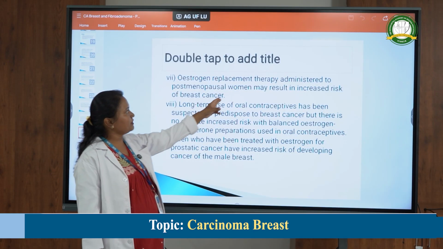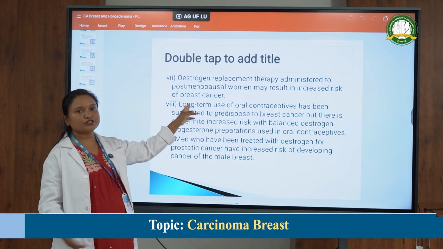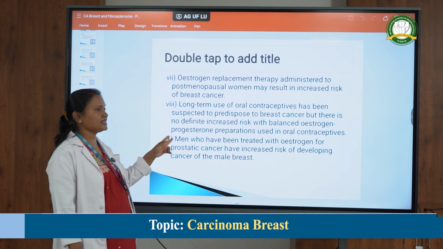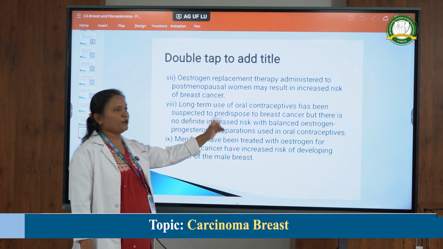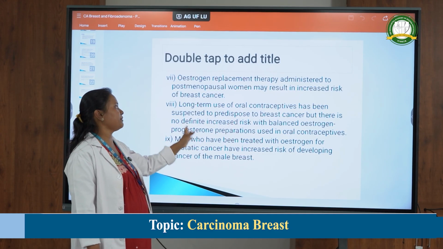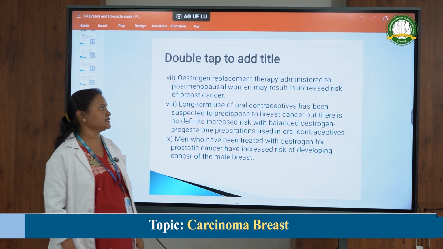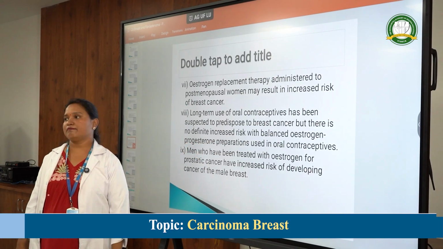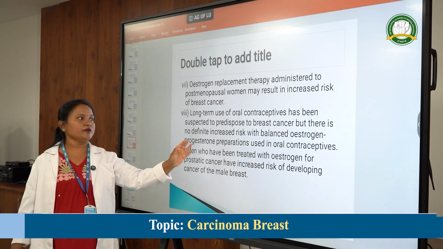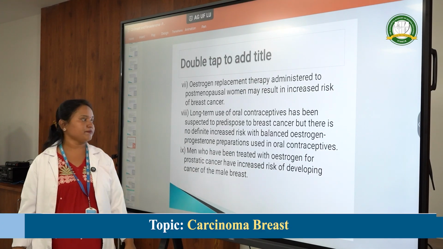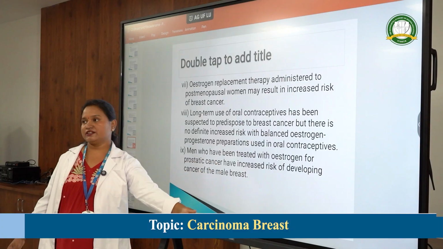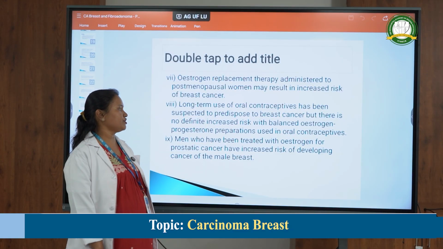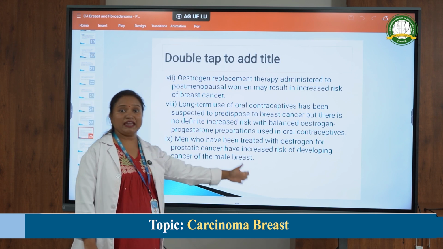Estrogen replacement therapy administered to postmenopausal women may result in an increased risk of breast cancer. Long-term use of oral contraceptives has been suspected to predispose to breast cancer, and there is no definite increased risk with balanced estrogen-progesterone preparations used in oral contraceptives. Men who have been treated with estrogen for prostatic cancer have an increased risk of developing cancer of the male breast.